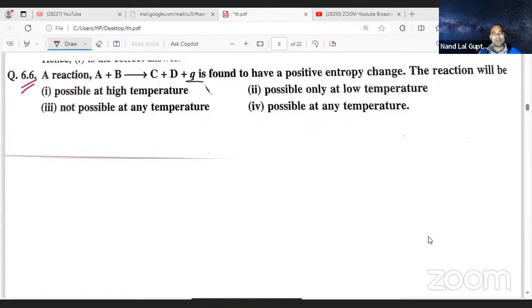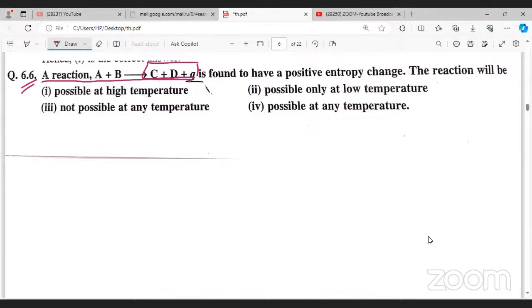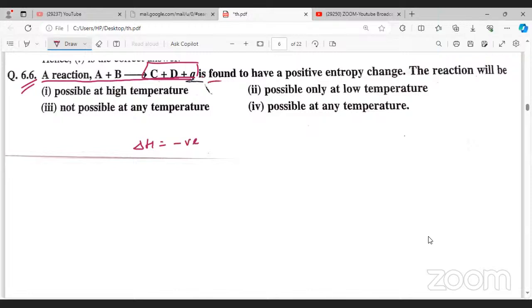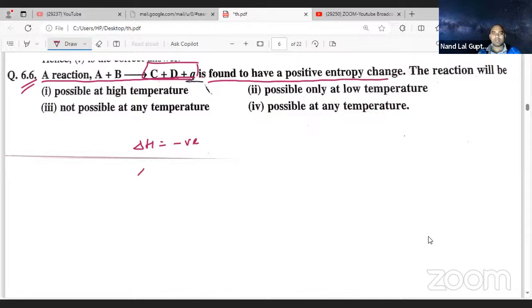So okay, see the question. A reaction A plus B giving C plus D, along with the product heat is liberating, right? Heat is liberating means delta H should be negative. Yes, sir. Exothermic is found to have positive entropy, delta S is going to be positive. They are asking whether the reaction is possible at high temperature only, possible at low temperature, not possible at any temperature, or possible at any temperature.